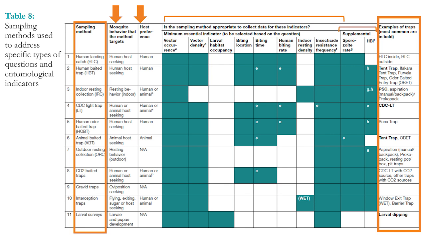Directly to the right of the fourth column are a series of minimum essential and supplemental indicators. When a given method collects data relevant to measure a given indicator, the corresponding cell is colored in teal. Finally, the last column to the right provides examples of common trap types used for a given method.